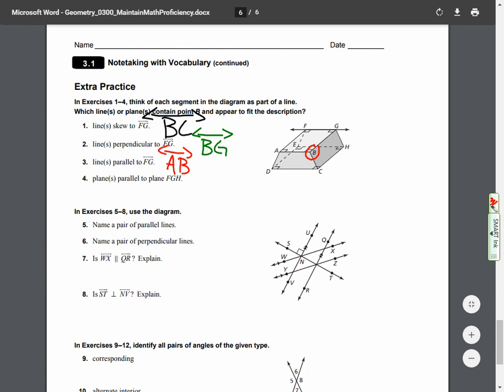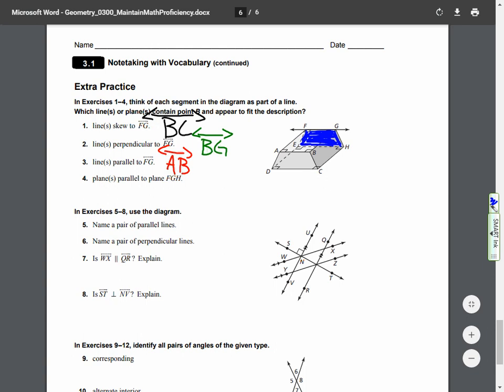And then number 4 says planes parallel to FGH. Okay, so now we're talking about a plane. Well, FGH, which plane is that? It's this plane back here, the very back of this figure. That is plane FGH because it contains points F, G, and H.